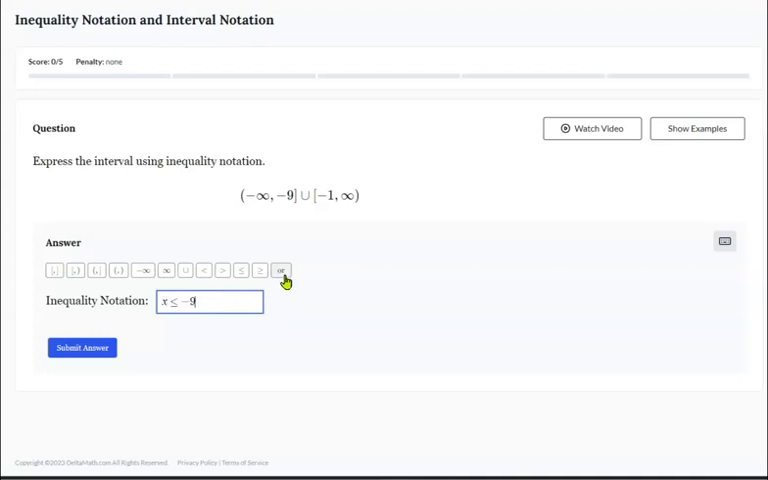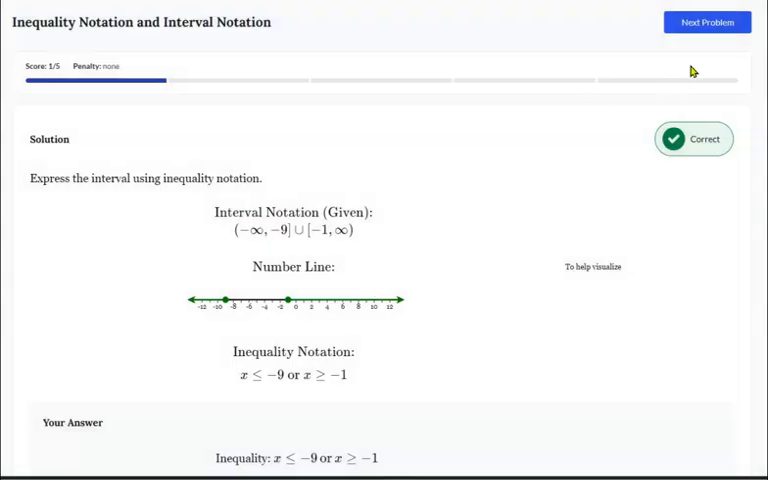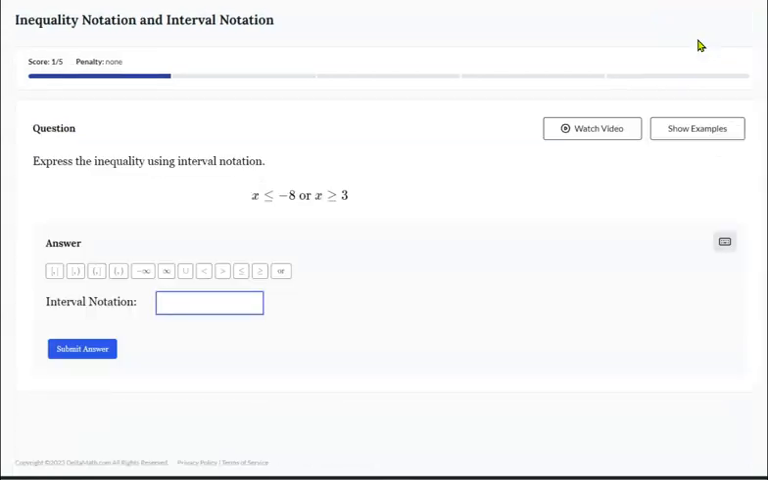After the number 9, that's where I place the word or. So I'm either less than or equal to negative 9 or greater than negative 1. Because the negative 1 has a bracket, then I need an equal to sign after my letter x.